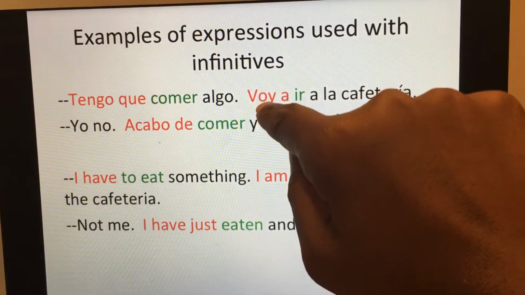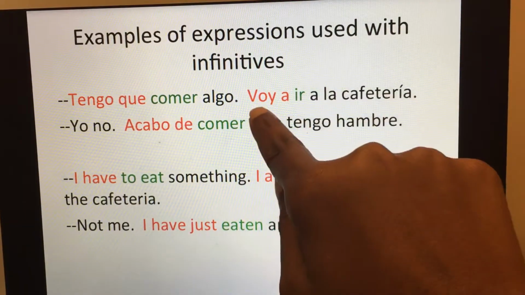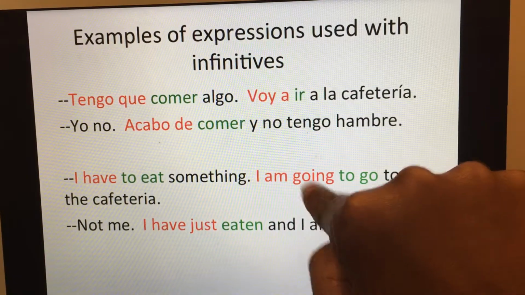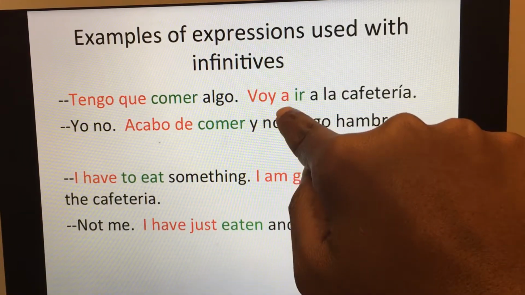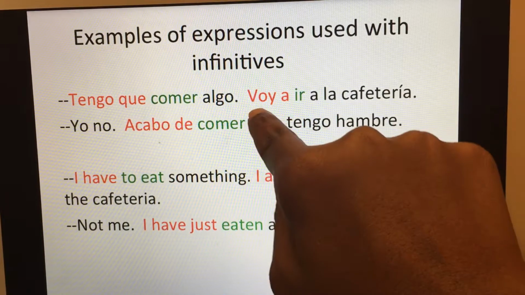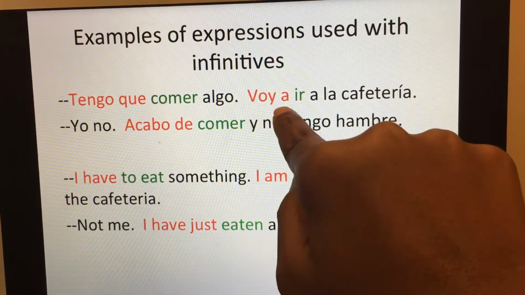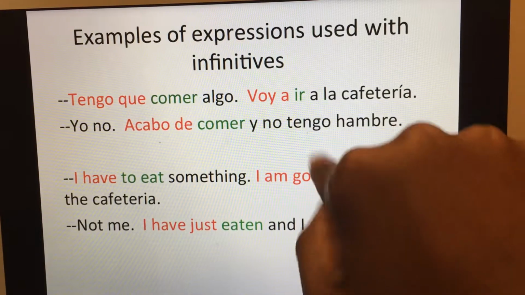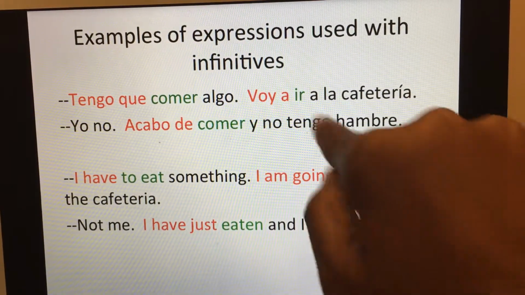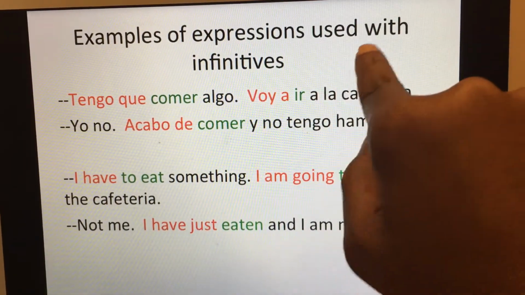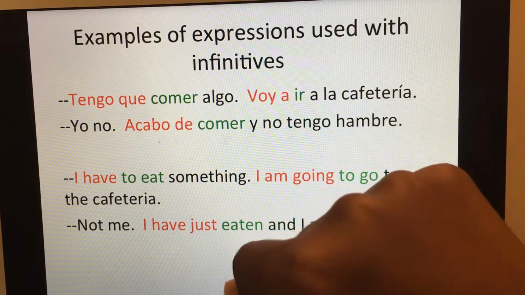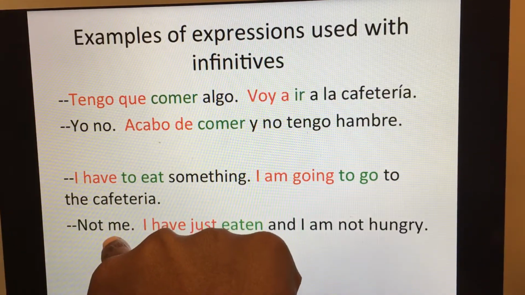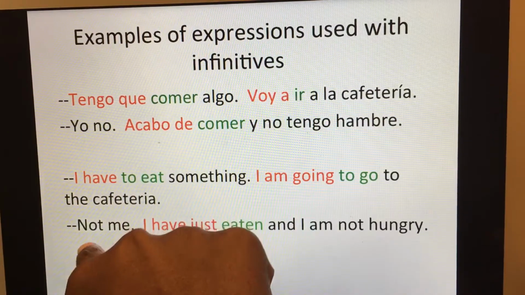Now, I want to indicate what I'm getting ready to do in the near future. Voy a. I am going. Again, no translation here for a. It's just a part of the expression. You have to memorize. Voy a. I am going. To go is ir. That's what it translates to. To go. Where are you going to? The cafeteria. Yo no, not me. Someone else says. Yo no, not me.